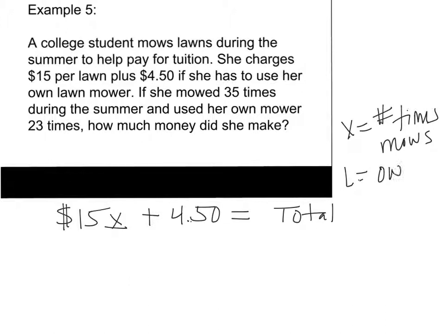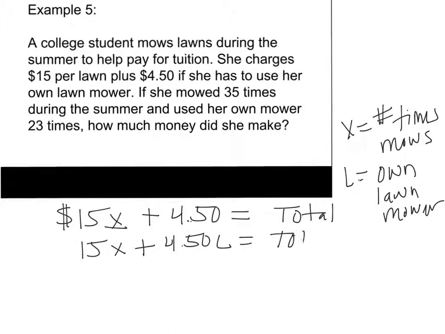So that's going to be her own lawnmower. And that L is going to be multiplied by the $4.50. And then once we have all that, we should be able to get the total. So our new equation is going to be 15x plus $4.50 L equals our total. All right, so now we can actually solve this like we would expressions.